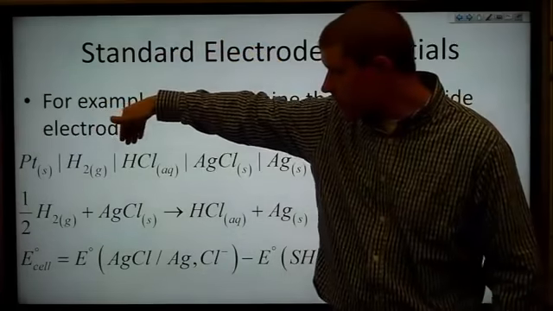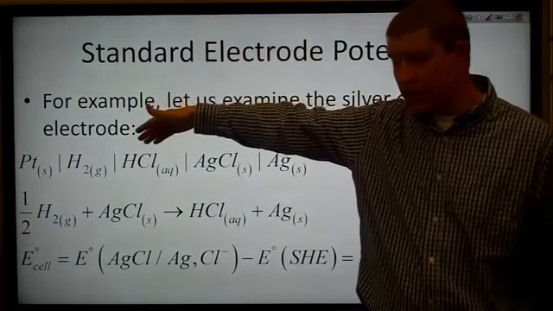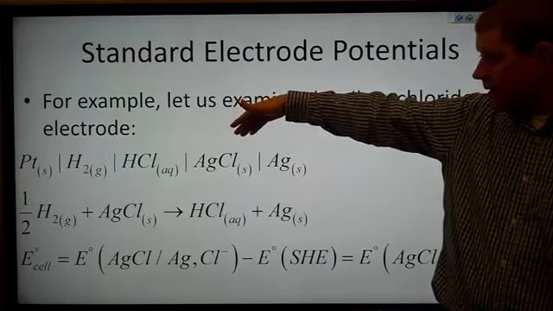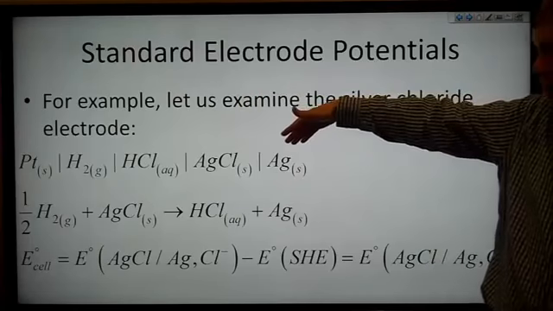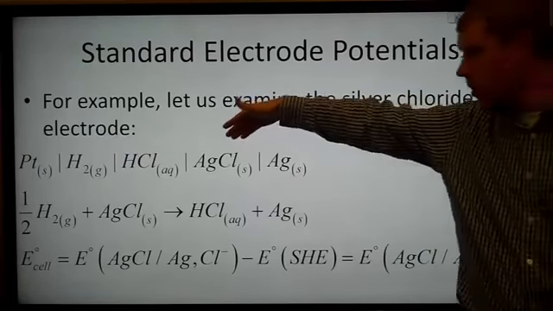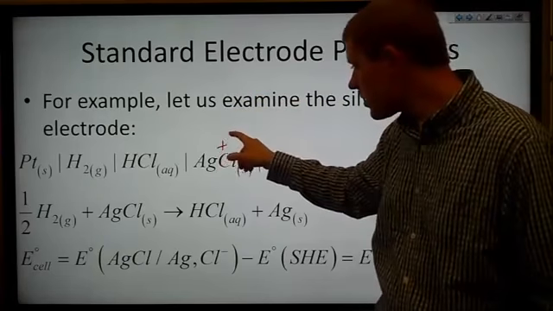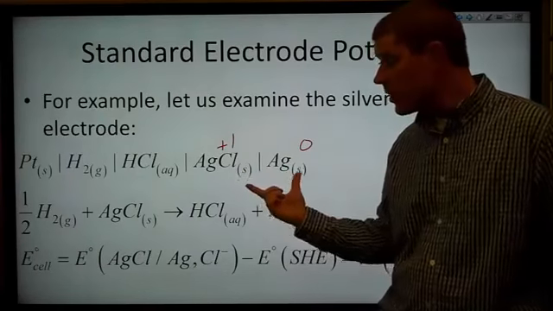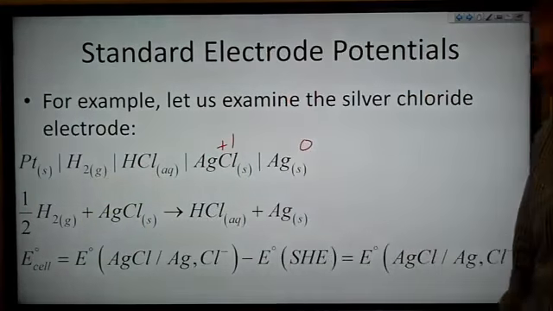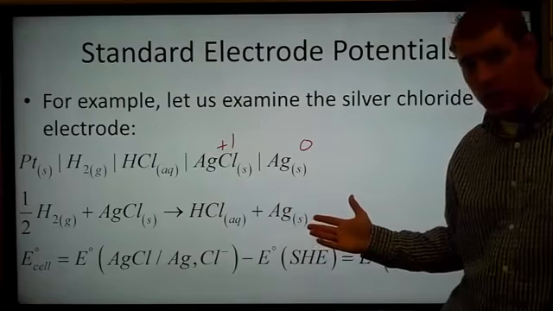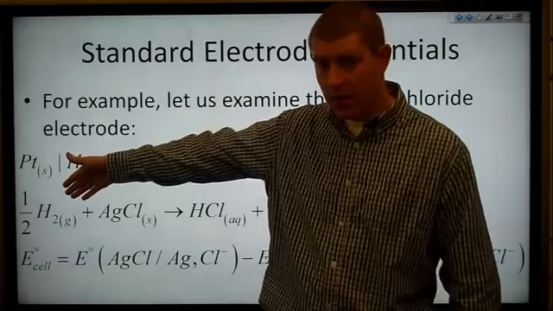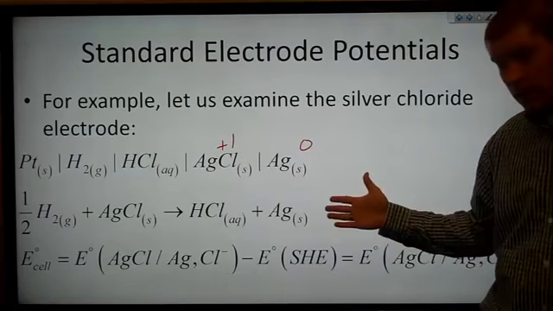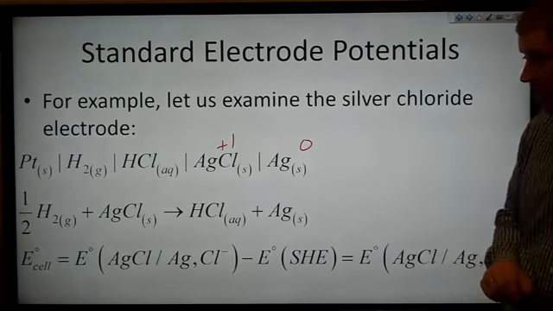If we have our hydrogen electrode, where we have hydrogen gas giving us hydrogen ions, or acid in this case, and silver chloride reacting to give us silver. Here, silver starts out with a +1 charge, and it ends up going to a charge of 0. So the silver is being reduced, the hydrogen is being oxidized. If we want to write our chemical reaction from this, we have half of a hydrogen gas molecule plus silver chloride gives us hydrochloric acid plus silver solid, elemental silver.